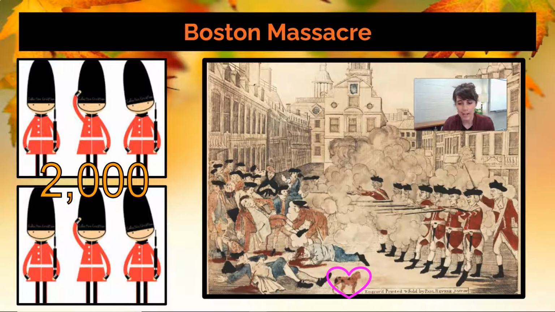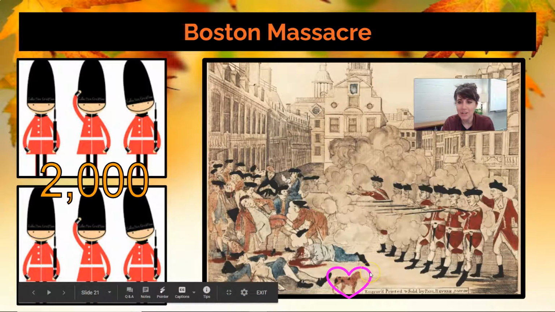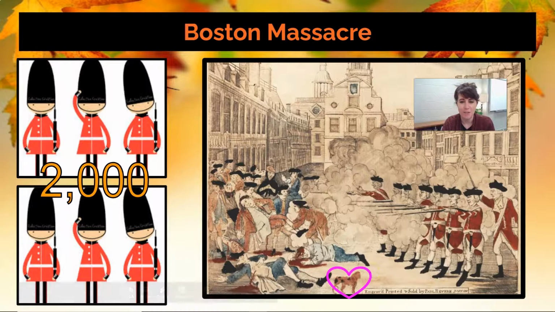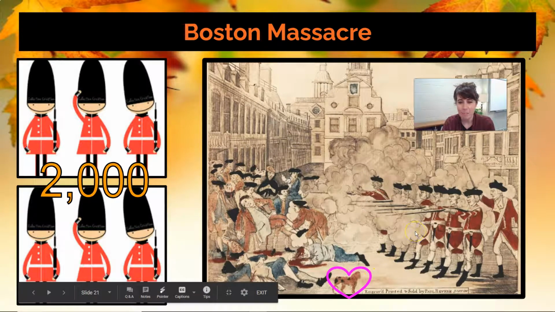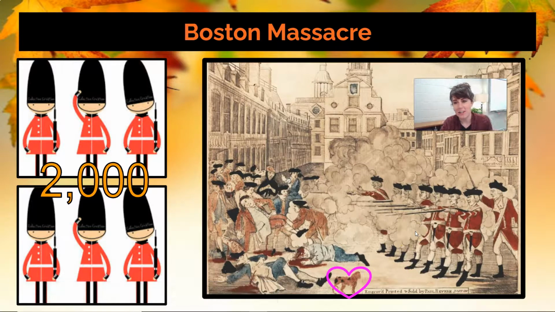Oh, by the way, like I said, there's always a dog in pictures from colonial America. So like here's all of this horrible bloodshed, and Paul Revere, who actually engraved this image, decided to throw a dog in there. Like, okay, I'll just tell you what. Anyway, more on Paul Revere later.